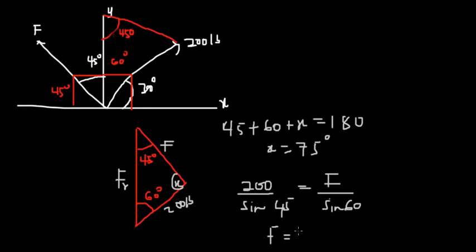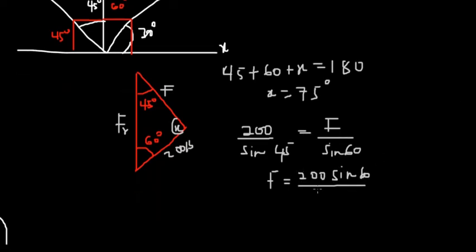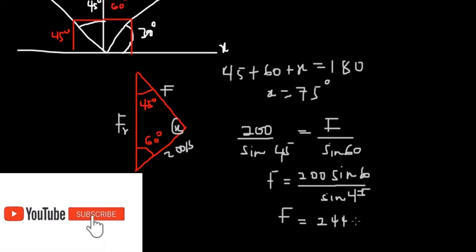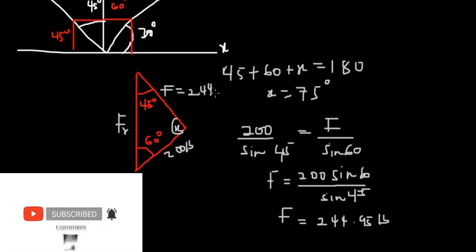So from here we have 200, sine of 60, divided by sine of 45 degrees. So let's find the force F. When you compute this, you end up with 200 sine of 60 divided by sine of 45. We end up with a force of 244.95 pound force, okay. So from here we have our force to be 244.95 pounds.